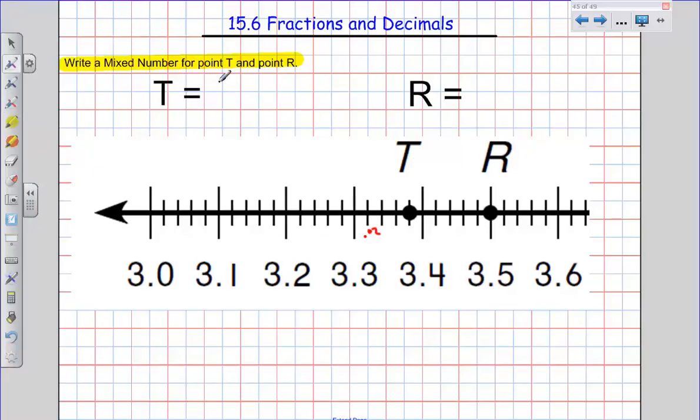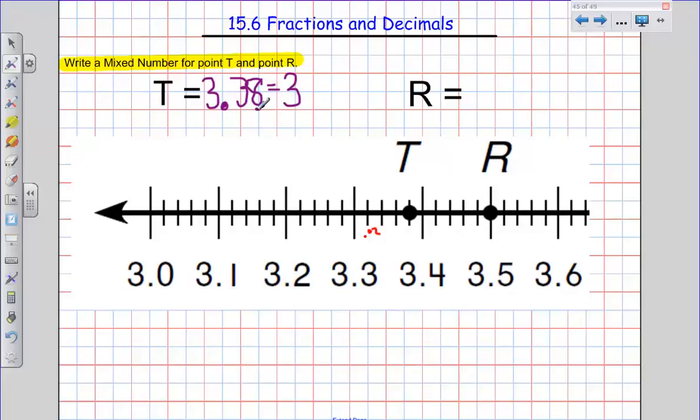Let me choose a different color here. So it's going to be 3.38. Okay? My directions tell me that I need to write a mixed number. So I just wrote a decimal. So now let's look at how do I make that decimal into a mixed number.